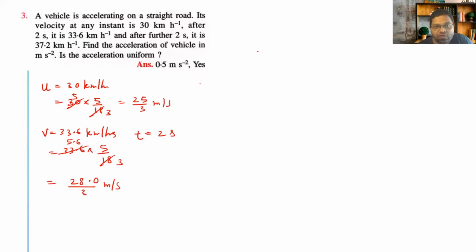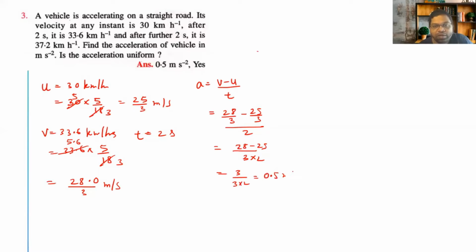Again, I'm using the formula a is equal to v minus u over t. So this is 28 over 3 minus 25 over 3, over 2. So if you solve this, you get 3 into 2 and 28 minus 25. So this comes to 0.5 meter per second square as an acceleration. Now this is only the first half. Okay, so that is from here to here.